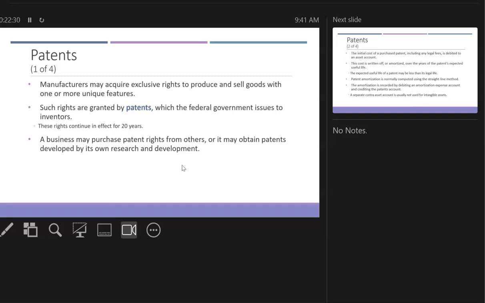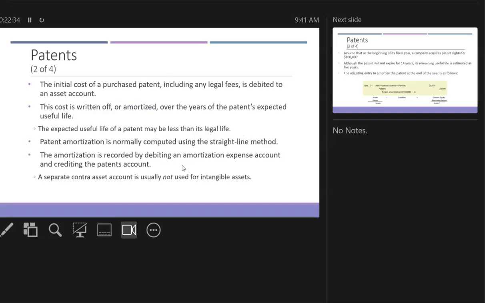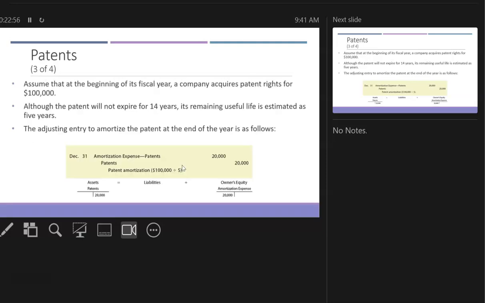Usually these patents are good for 20 years. The initial cost of a purchased patent is treated as an asset. The cost is written off over the useful life by amortizing that intangible asset. Usually amortization is always the straight line method.